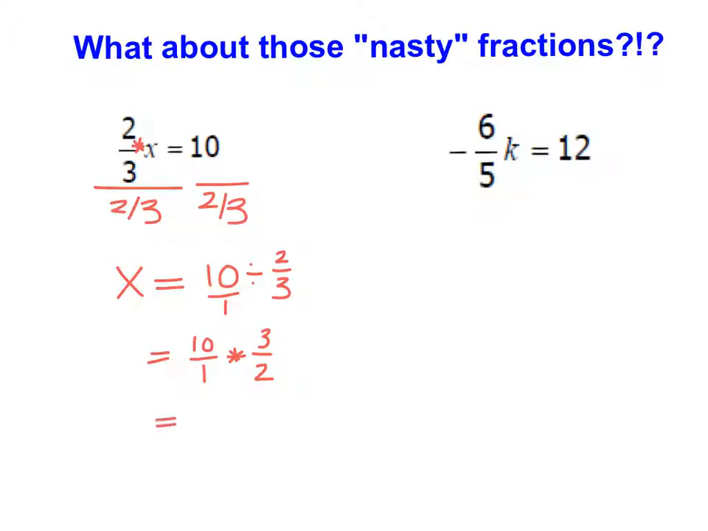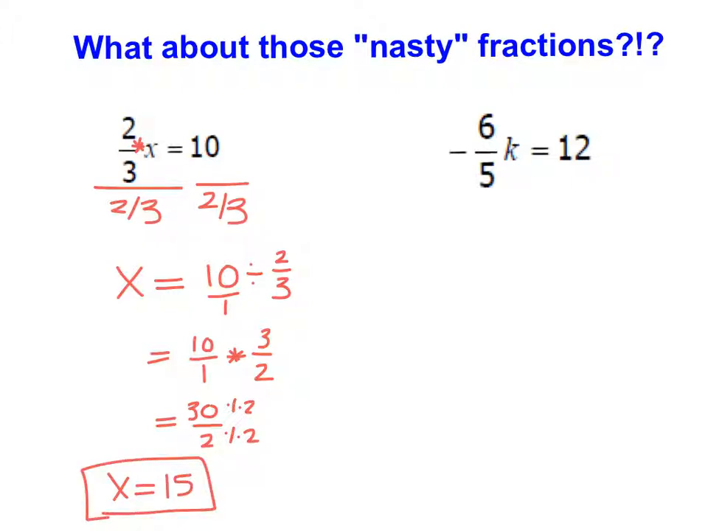Then when I multiply fractions, I just multiply the numerators and multiply the denominators, and then I simplify, which I know both of these divide by 2, so I find x is equal to 15 over 1 or 15.